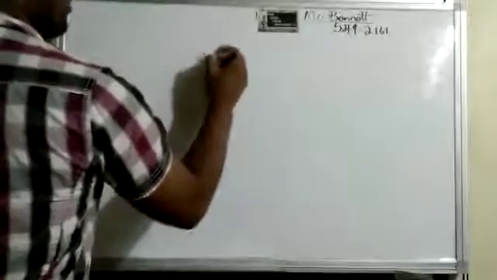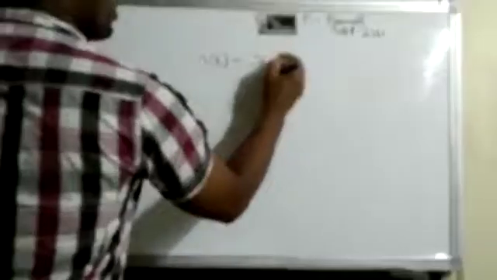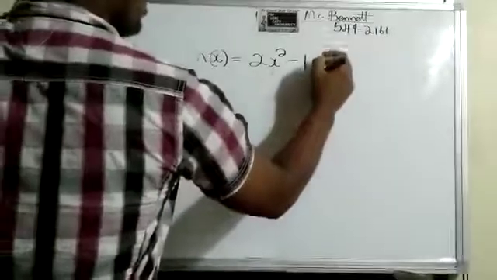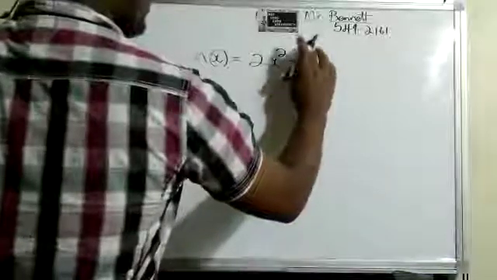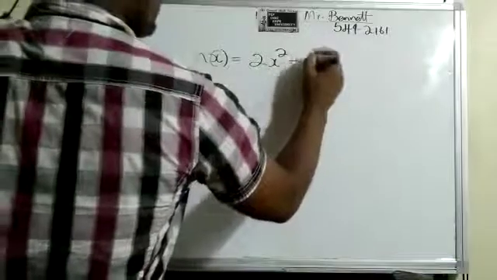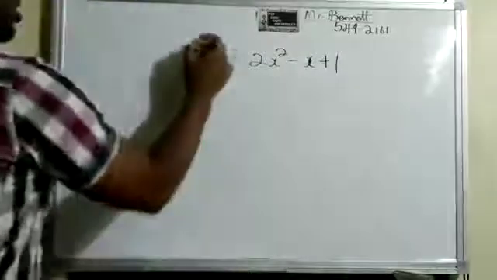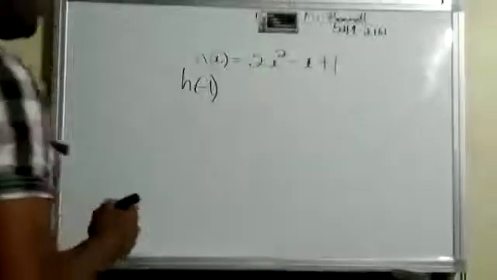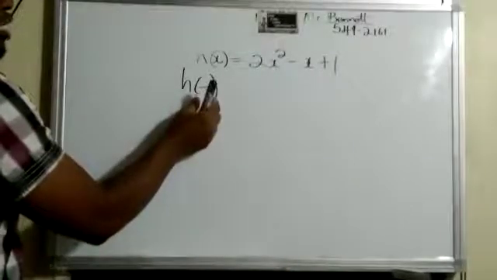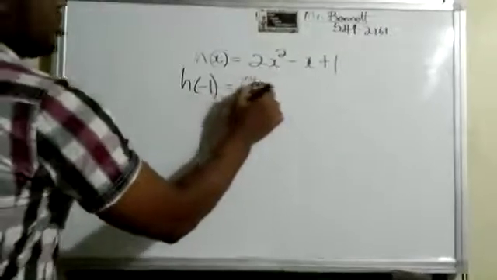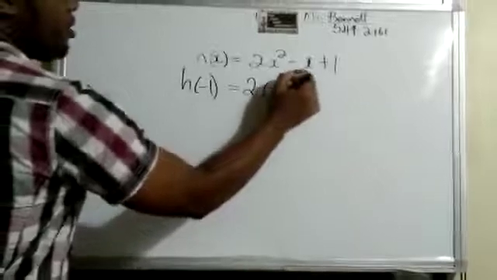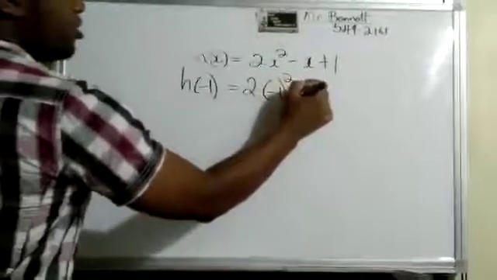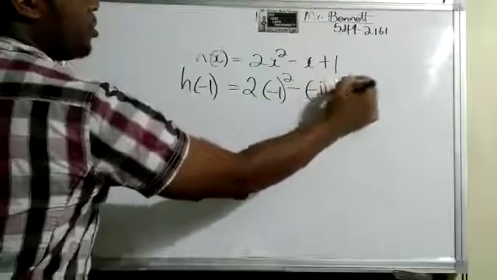So let us say h of x is equal to 2x squared minus x plus 1, right? And they ask us to find h of negative 1. Same approach, guys. Wherever we see x, replace with negative 1. Now, let us do that. So it will be 2 times negative 1 squared, minus negative 1, plus 1.